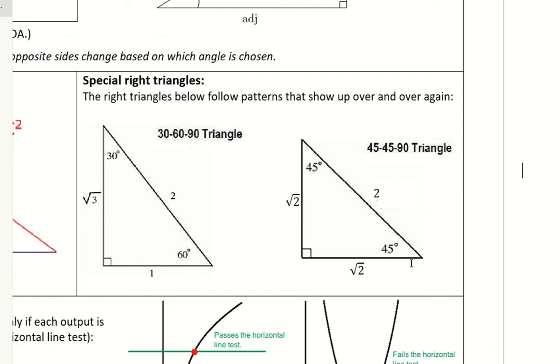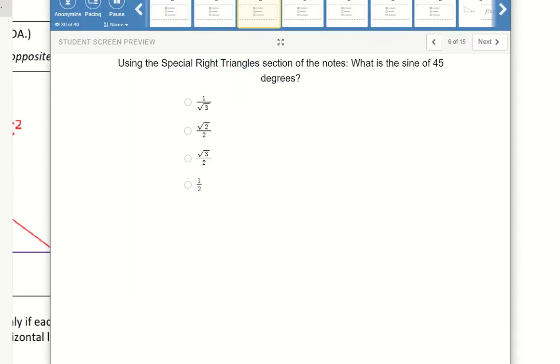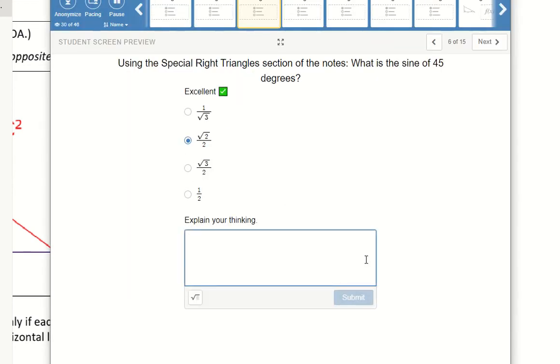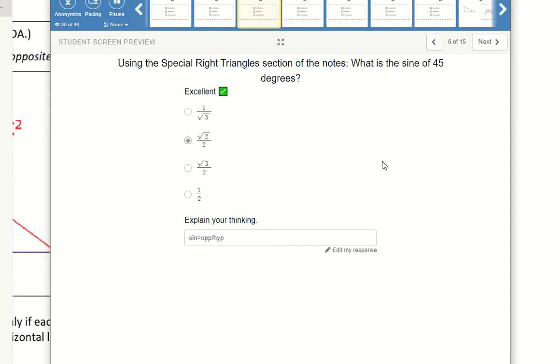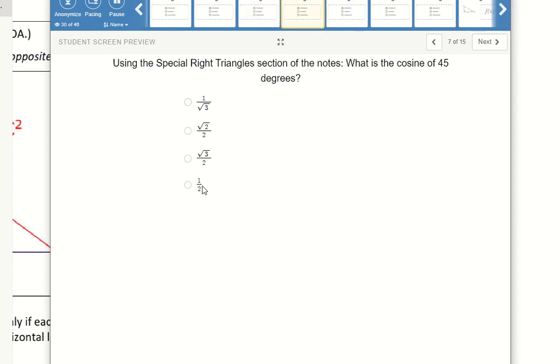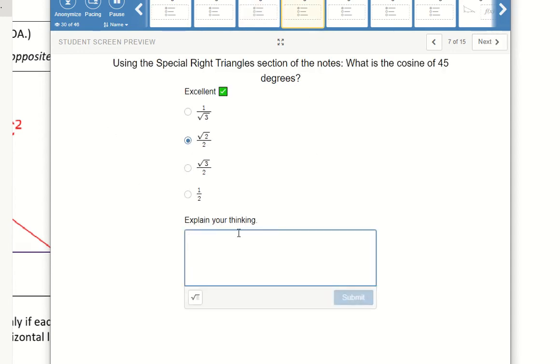In fact, that means the cosine of 45 is also root 2 over 2. So those are going to be the same. So root 2 over 2, sine equals opposite over hypotenuse. And then cosine of 45, we just said that's the same thing. Cosine equals adjacent over hypotenuse.